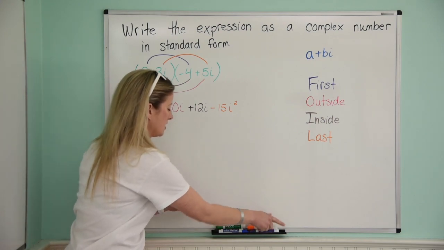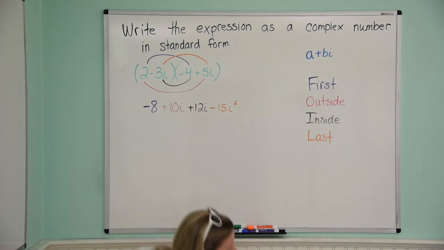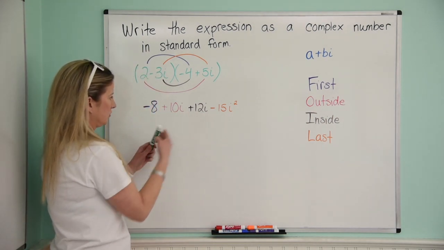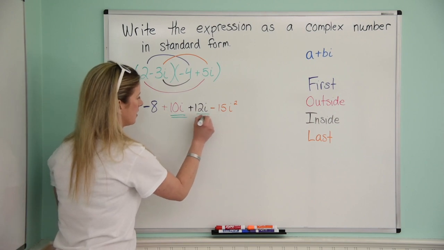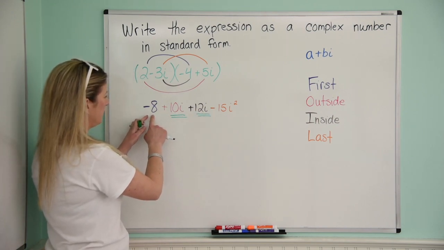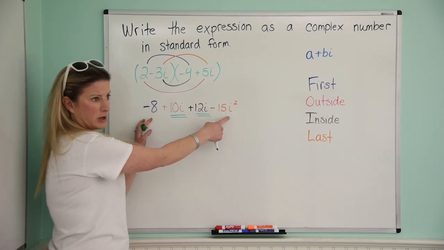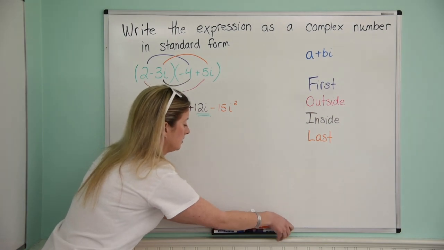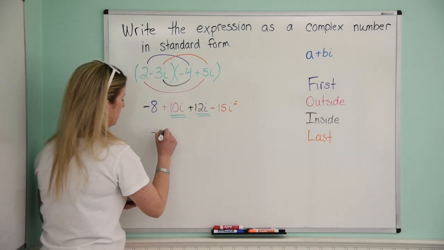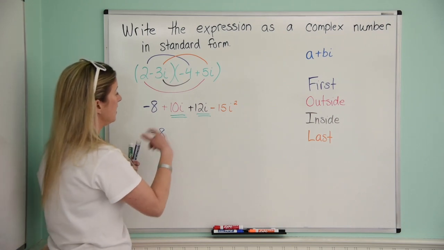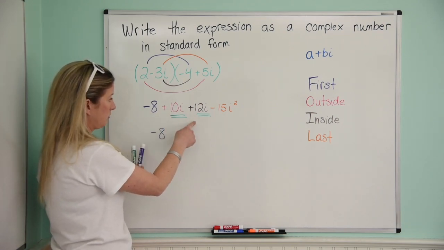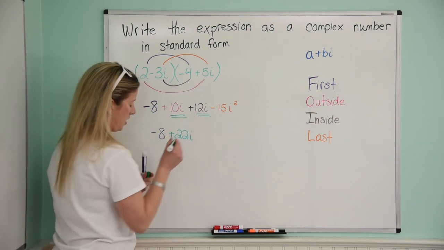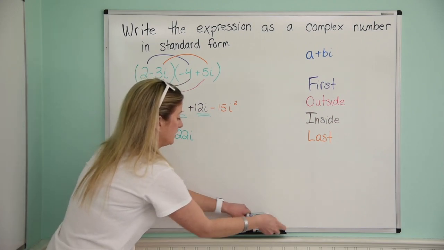Awesome. Now we have to take all of this and get it in the form a plus bi. So we're going to combine like terms. I've got a 10i and a 12i, so I can combine those. But I can't do anything with the negative 8 and the negative 15i squared yet. So let's keep the colors that we have here. Negative 8, then positive 10i plus 12i is going to be 22i. Now I've got minus 15i squared.